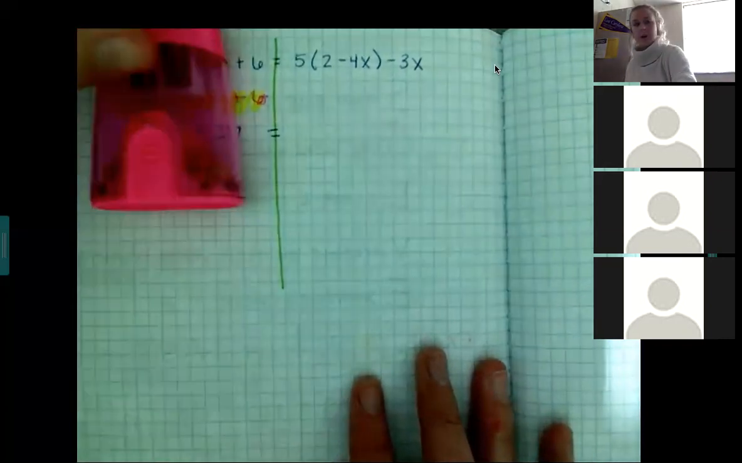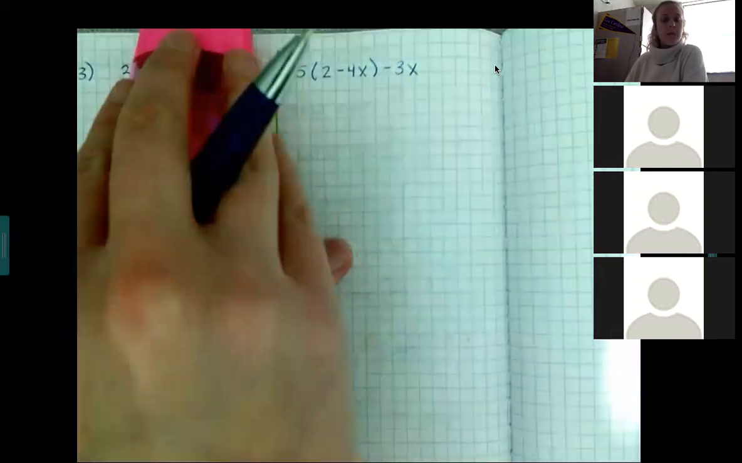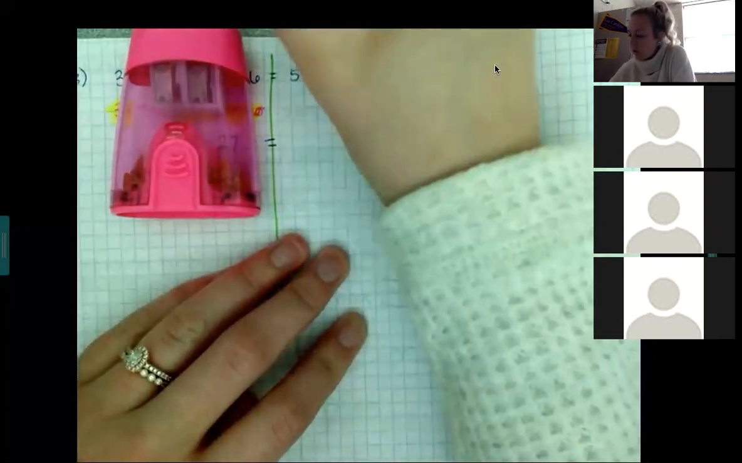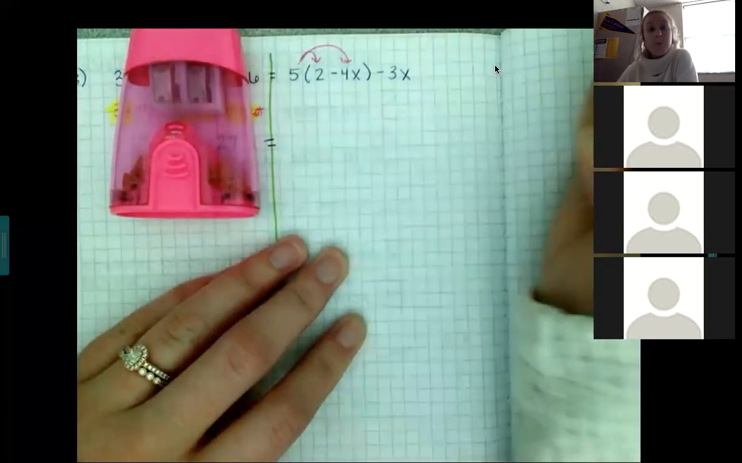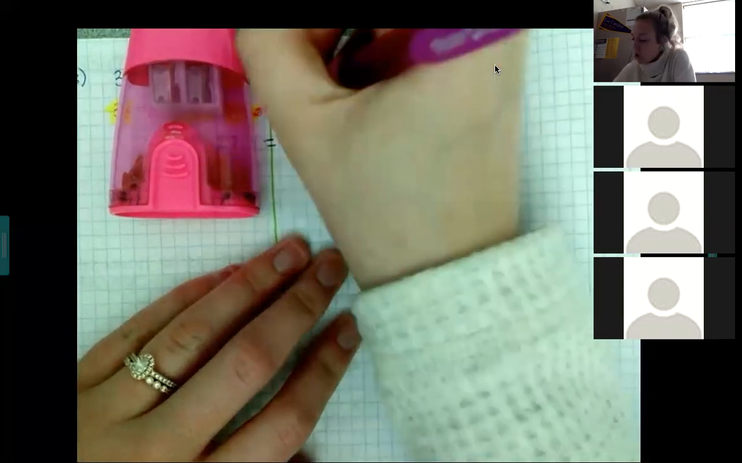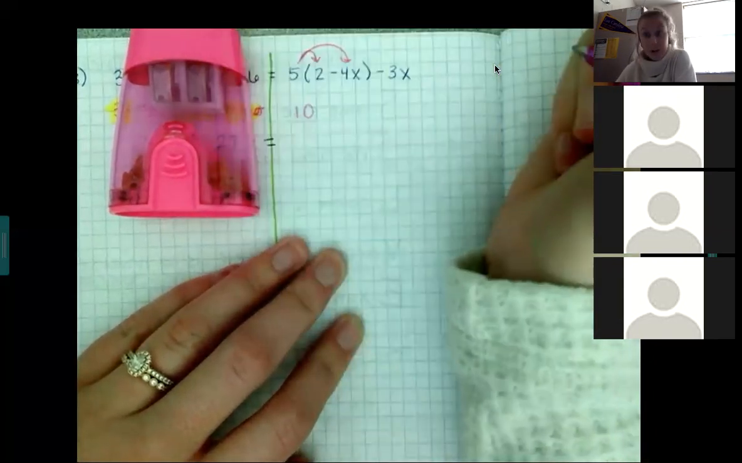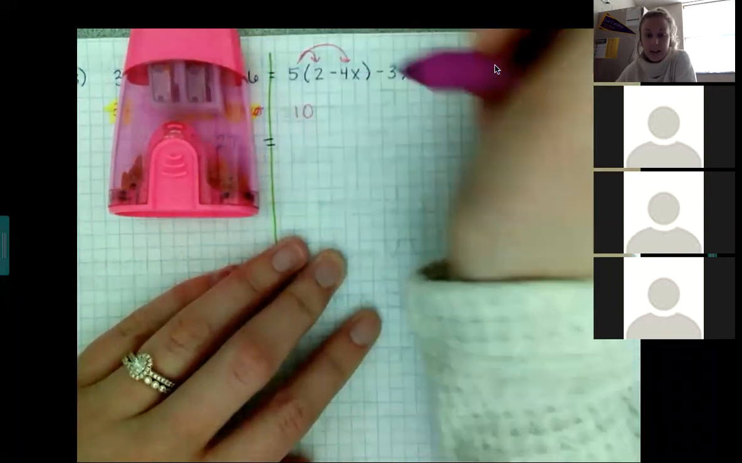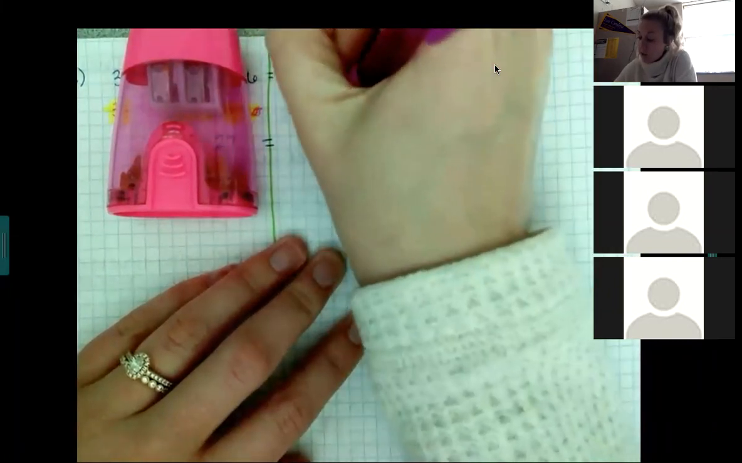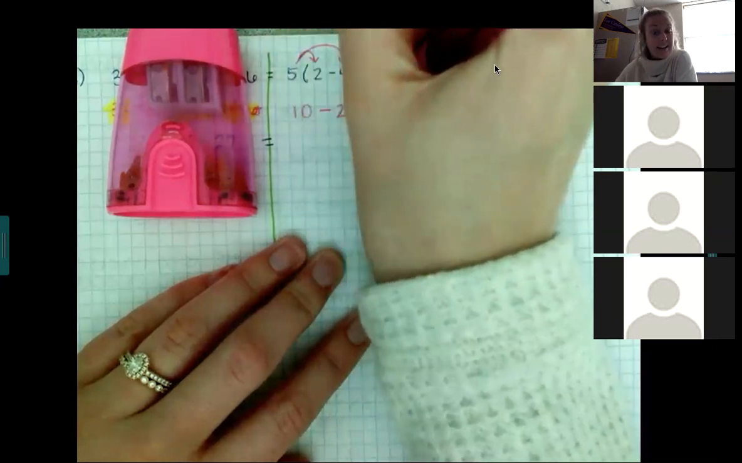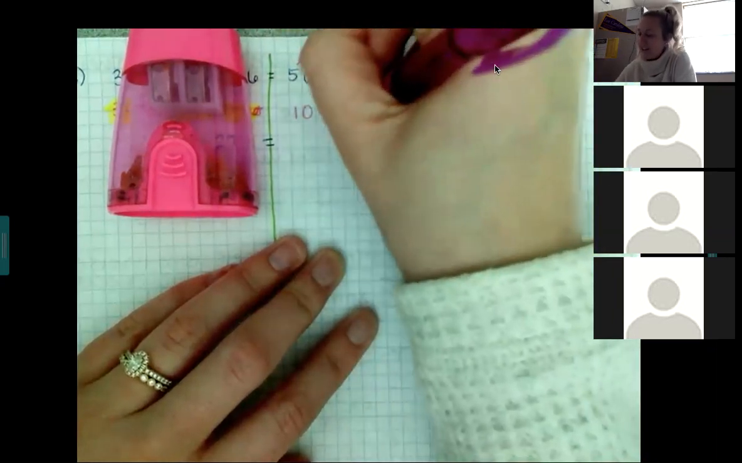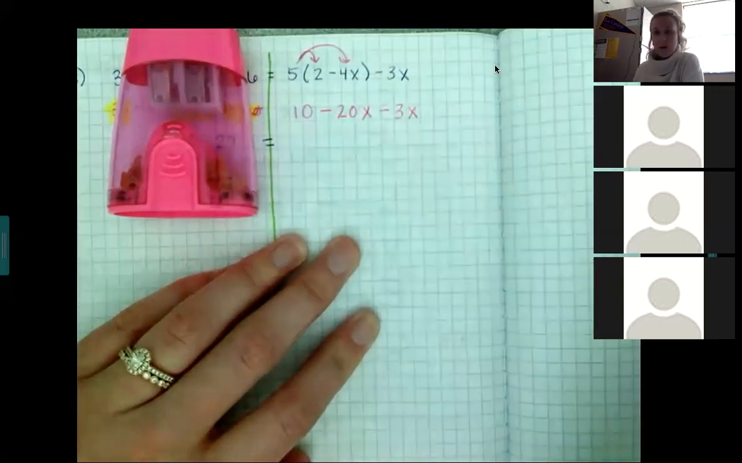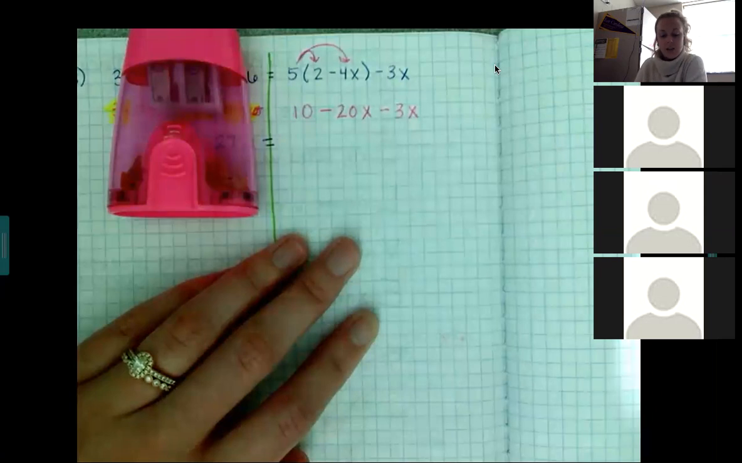Okay, cover the left. Let's simplify on the right side. Did you guys distribute the 5? Yes. We got to do parentheses first. So 5 times 2. Did y'all get 10? Good. And then 5 times negative 4x. What did we get? Negative 20x. Good. And then did you bring down the negative 3x? Yeah. Look at y'all.